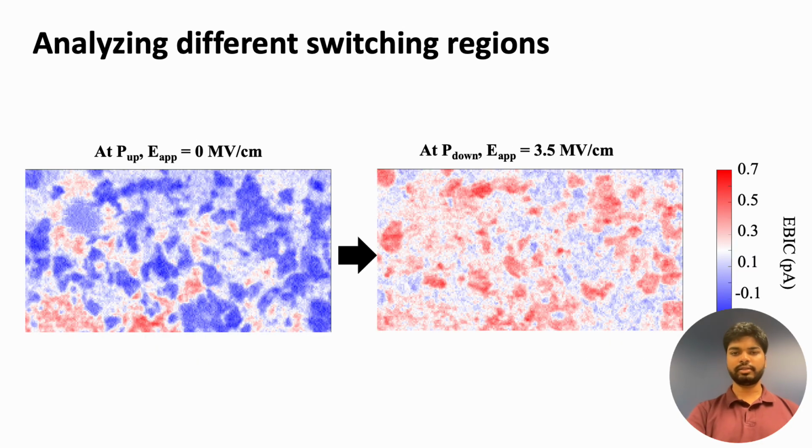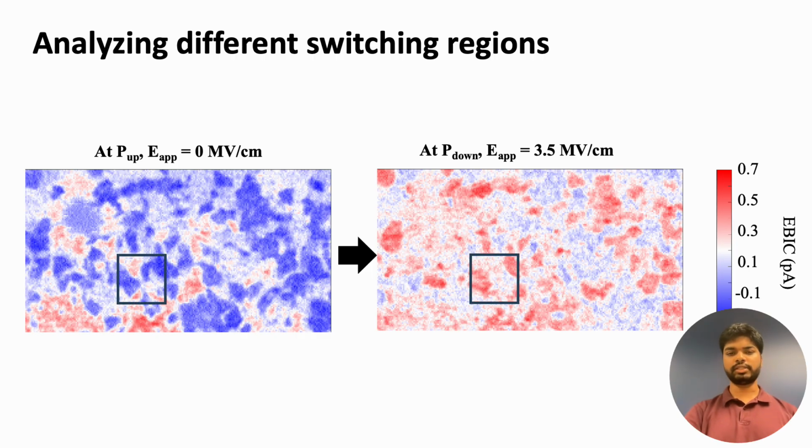Now let us look at where in the film the switching actually happens. These are two EBIC images of the same area, one captured with zero applied field just in the reset state with the polarization pointing up, and one after a 3.5 megavolt per centimeter pulse with the polarization pointing down. The contrast reverses because the sign of the local electric field flips. So the difference between the two images tells us directly which parts of the film have switched.